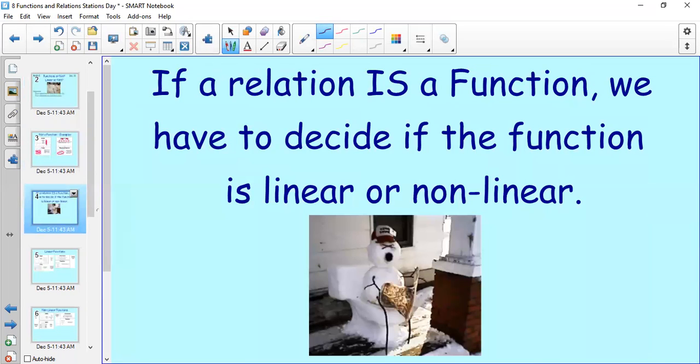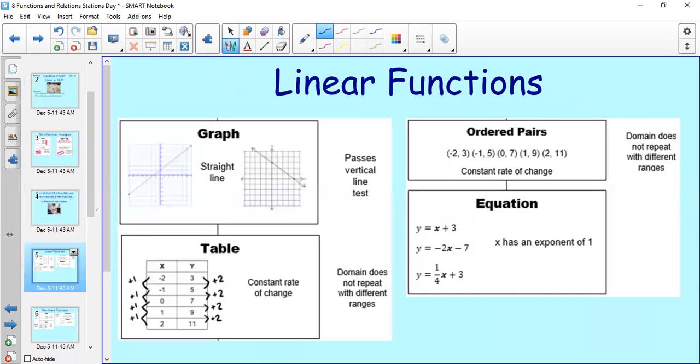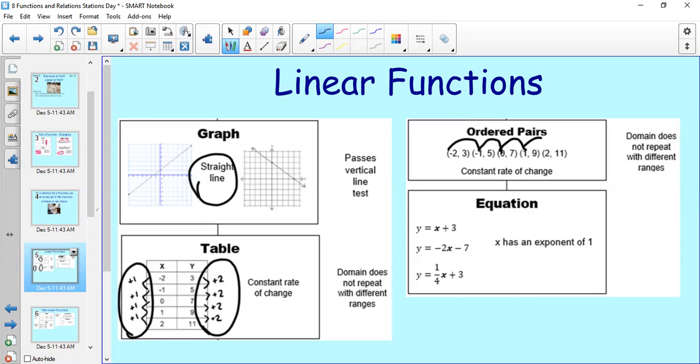Now, if something was a function, then we went even a step further. We decided, is that function linear or nonlinear? So does the function form a line or not? Okay, so just a quick refresher of what that meant. For linear, the graph was a straight line. For a table, we had to have a constant rate of change on both sides. For ordered pairs, again, we had to have a constant rate of change in our x's and a constant rate of change in our y's. And you could have made a table to help determine that.